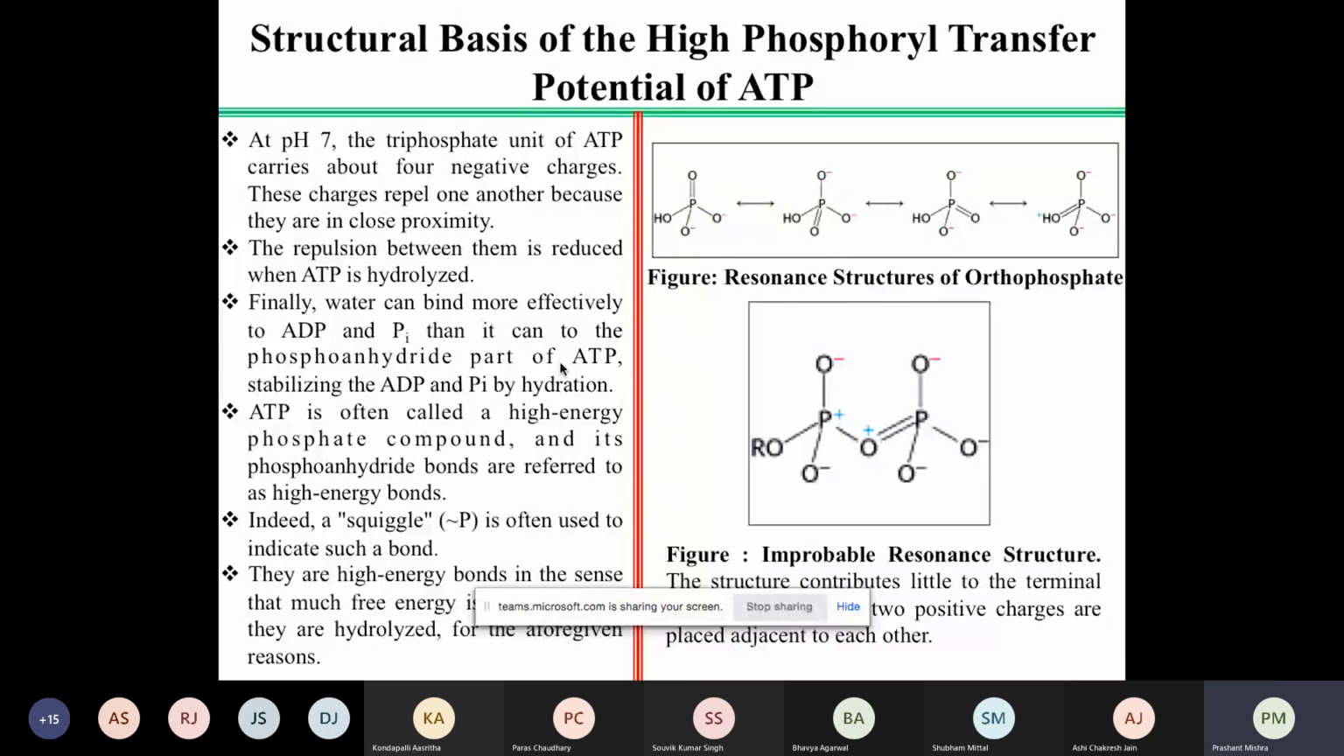Now, in general, this high-energy phosphate group or phosphoanhydride bond is referred to as a high energy bond, and in representation it is given by a squiggle, which is denoted by this P. And whenever this P is denoted with a squiggle, that means that particular bond has high energy. That means it will have a tendency to break.